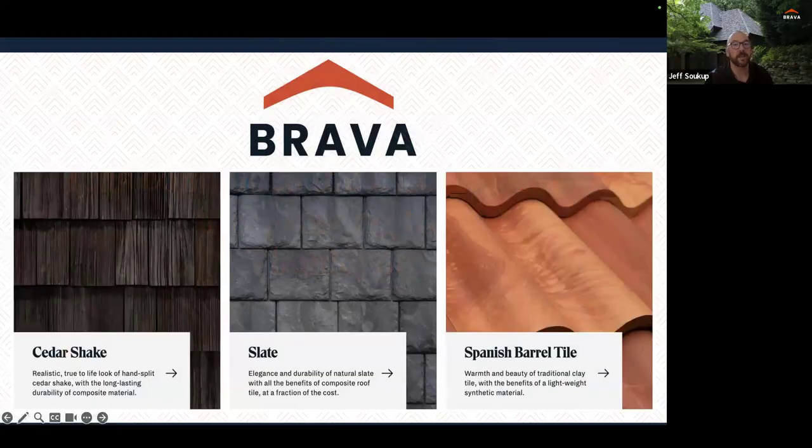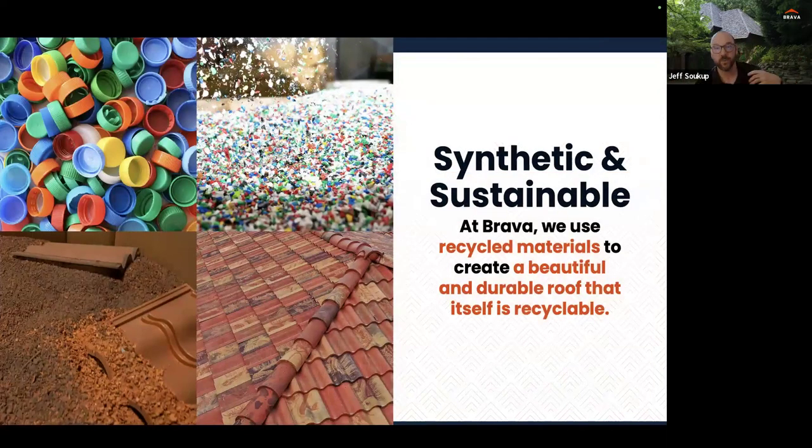So Brava, again, my name is Jeff. I'm with Brava Roof Tile. We manufacture synthetic roofing materials. We make cedar shake, slate, Spanish barrel tile. We manufacture in Iowa. We are opening a second plant outside of Atlanta. So we are a US manufacturer.